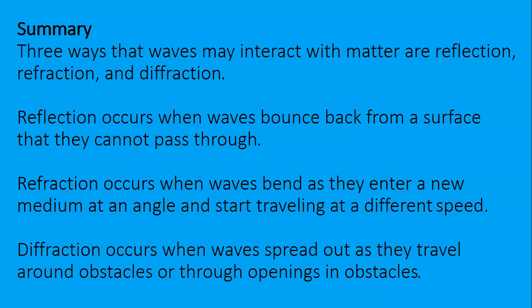So, in summary, three ways that waves may interact with matter are reflection, refraction, and diffraction. Reflection occurs when waves bounce back from a surface that they cannot pass through. Refraction occurs when waves bend as they enter a new medium at an angle and start traveling at a different speed. Diffraction occurs when waves spread out as they travel around objects or through openings in obstacles. So, three ways that waves interact with matter.